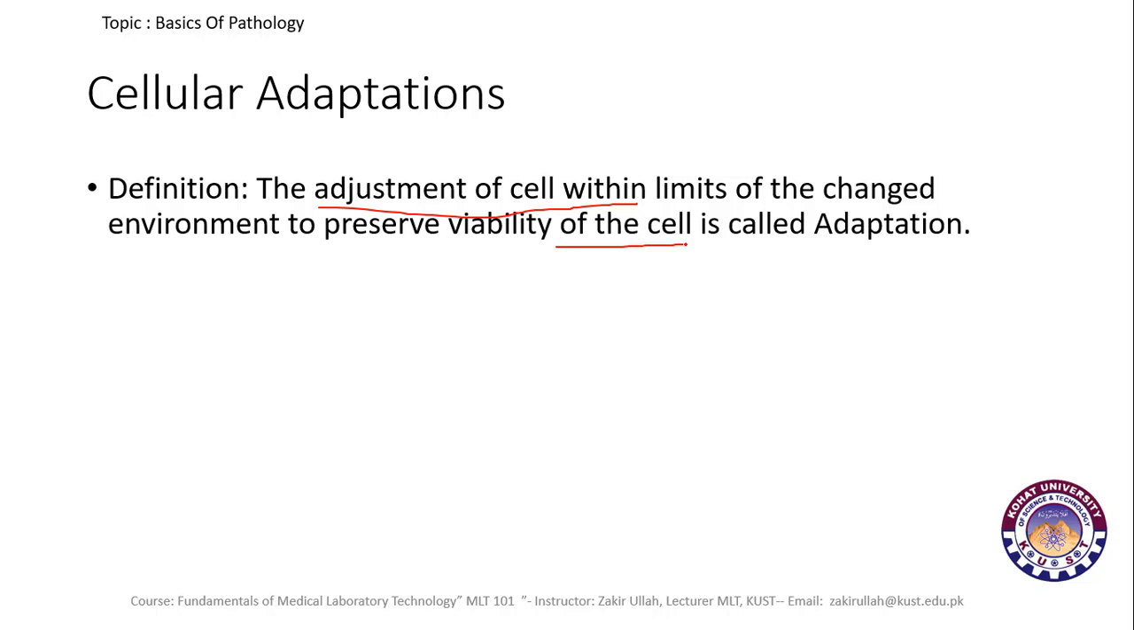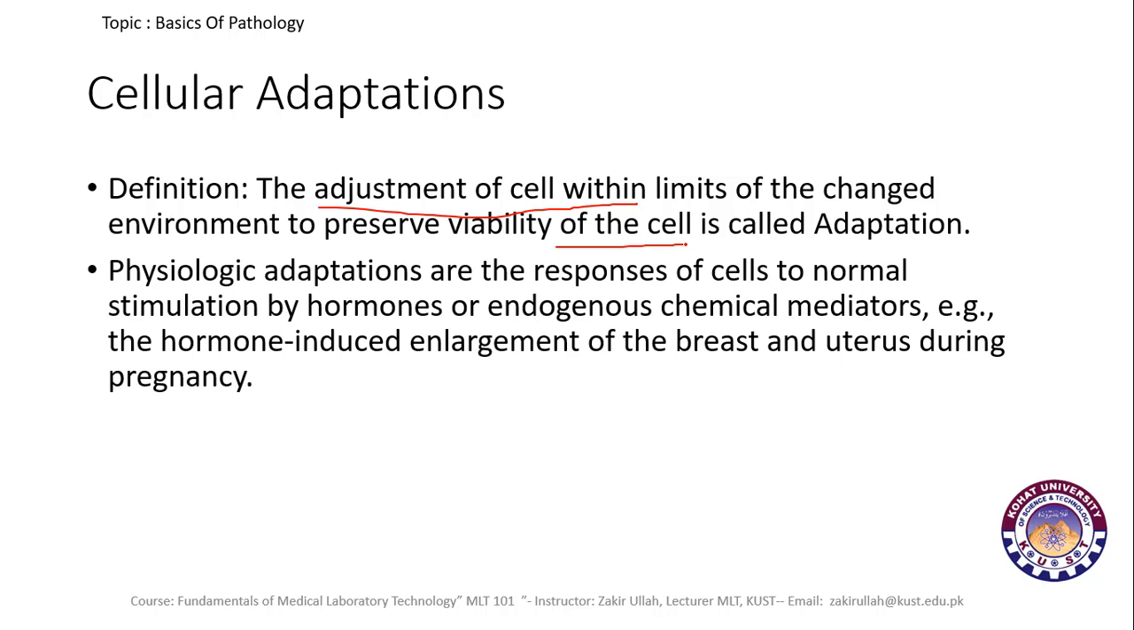For example, if there is any injury in the cell, or any deficiency in the nutrients, deficiency in the blood, or deficiency in the other requirements of the cell, during that tough, deficient condition the cells adjust their reactions and all their functions according to the changed environment. That type of change within the cell is called cellular adaptation, and these adaptations may be physiological and may also be pathological.